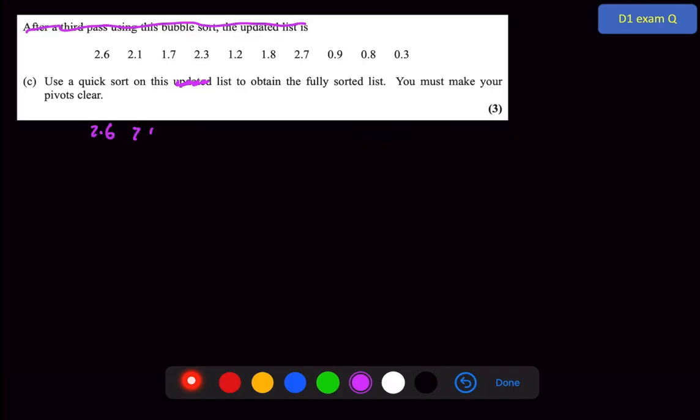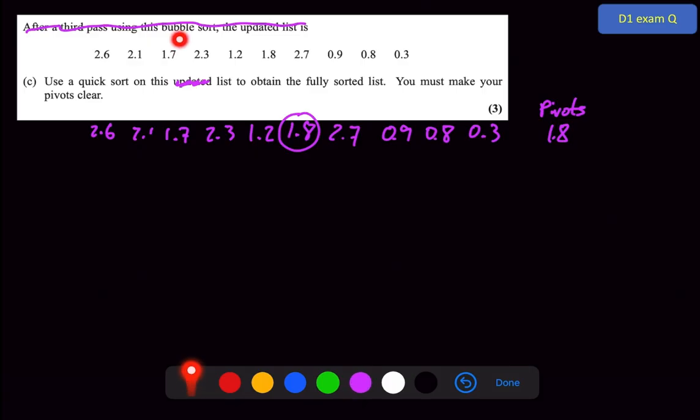2.6, 2.1, 1.7, 2.3, 1.2, 1.8, 2.7, 0.9, 0.8, 0.3. Pivots. We've got 10 numbers, so number 6 is our first pivot, middle right. The question that you can't see wanted this in descending order. I can tell that because the bubble sort has happened 3 times, which means these 3 must be in their correct places. So it's descending order.